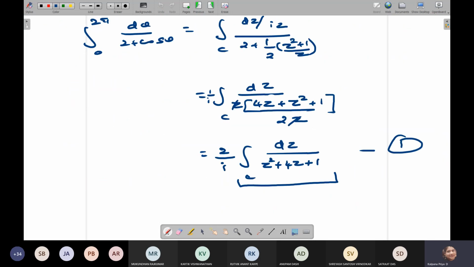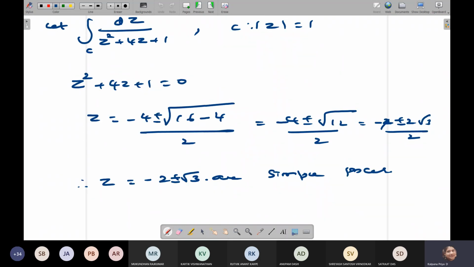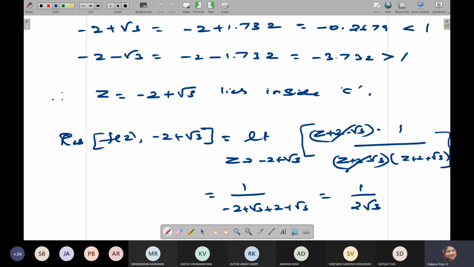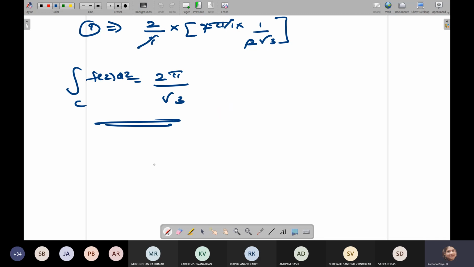So we have converted theta to z and found simple poles. Also identified the pole which lies inside the contour. For that pole which lies inside the contour, we found the residue. Finally, the integral is 2 pi i times sum of residues. We have only one residue here and already 2 pi i is outside. Cancelling out the common terms, we are left with 2 pi by root 3. Any doubts here? No, ma'am.